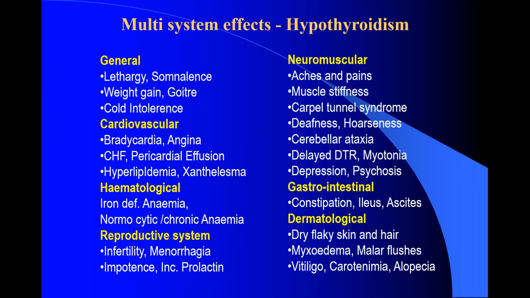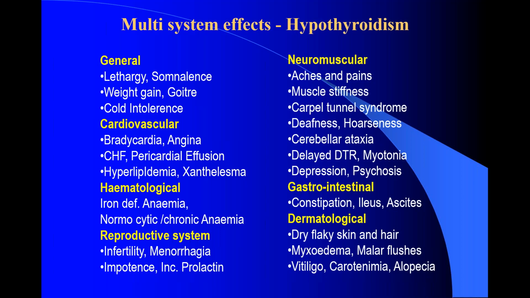Then the patient can have neuromuscular manifestations in the form of aches and pains, muscle stiffness. The patient can have carpal tunnel syndrome, deafness, hoarseness of voice. This is one condition which can be diagnosed even on the telephone with a hoarse voice. Someone is on the phone and with the voice you can suspect that the patient has hypothyroidism. The patient also can have cerebellar ataxia, delayed DTRs, myotonia. Depression is one condition which is commonly associated with hypothyroid.